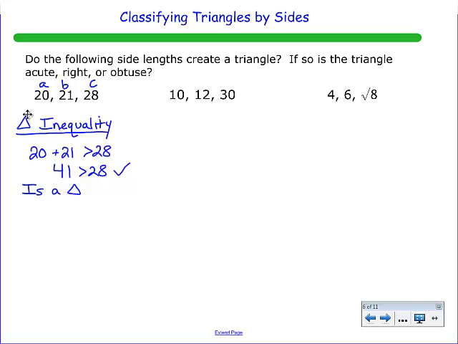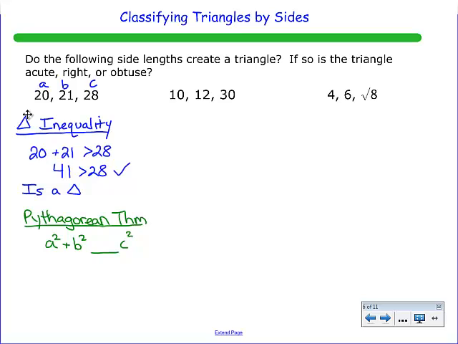You really only have to test that the two small sides, when they add together, are bigger than the large. Because if you add the large side to anything, it's going to be bigger than the small ones. Now you have to use the Pythagorean theorem to see what type of triangle it is. So we want to know, how does a squared plus b squared relate to c squared?